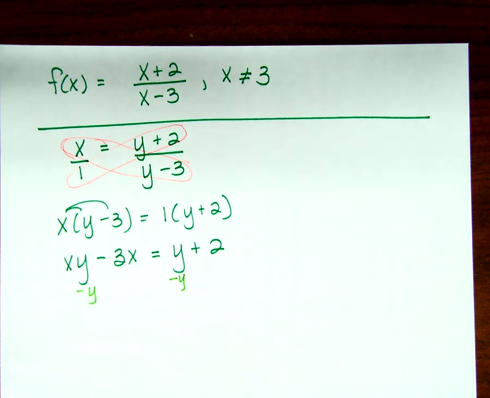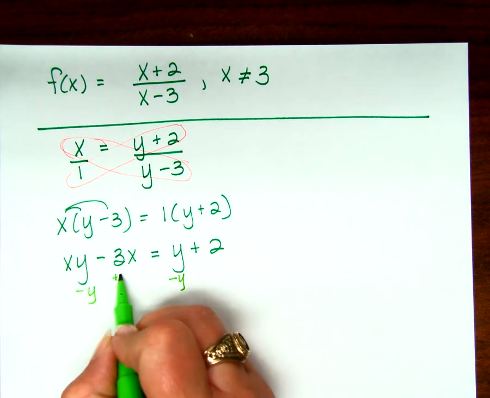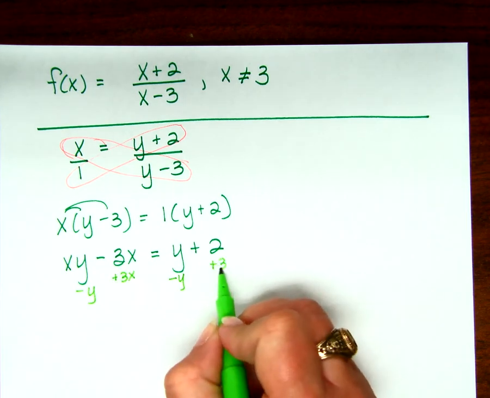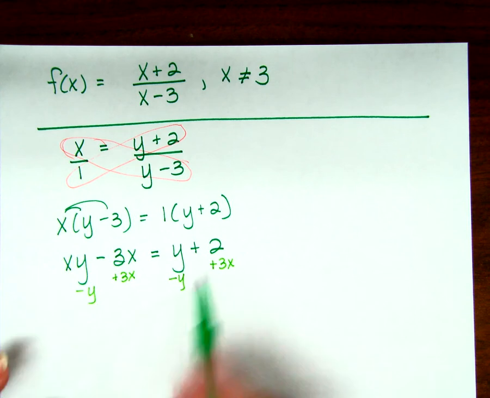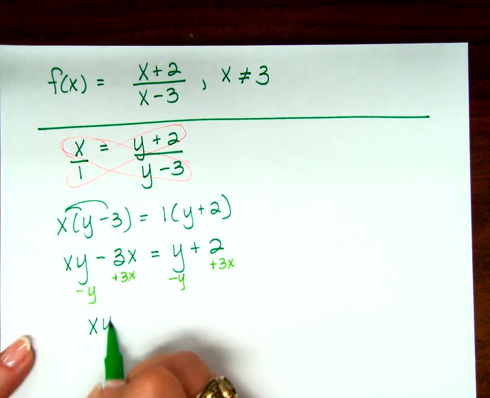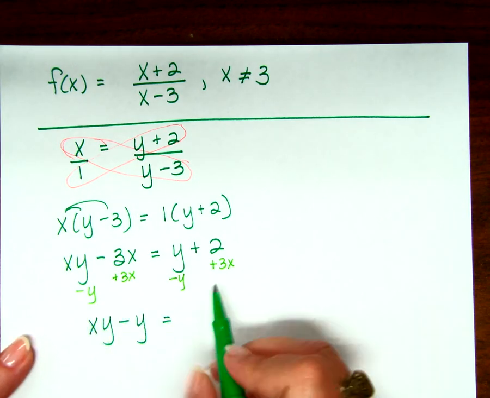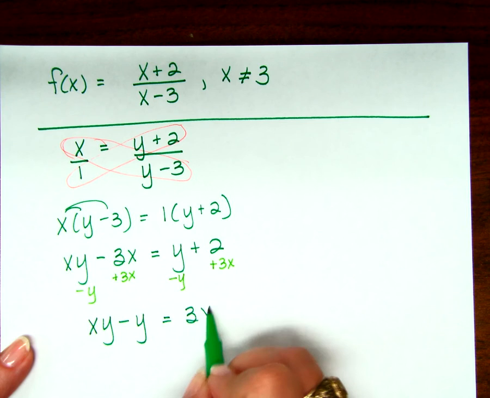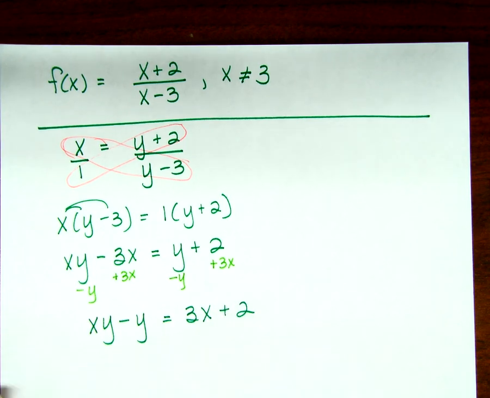So subtract y from both sides. What do I want to get rid of if I'm trying to get all the y's together? Yeah. So let's add 3x to both sides of the equation. So what I end up with is xy minus y equals 3x plus 2. Exactly. Okay.